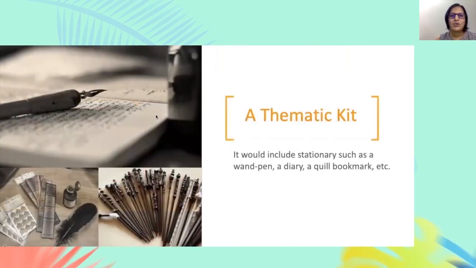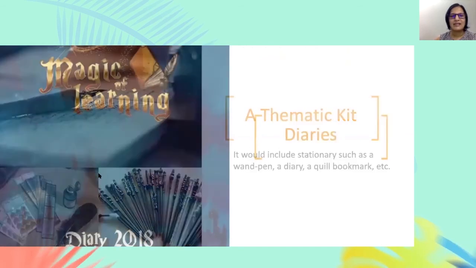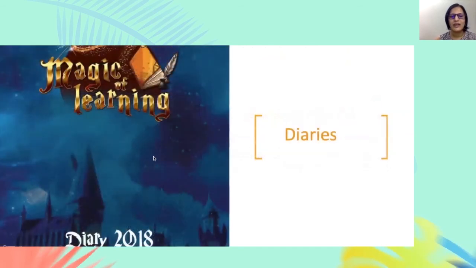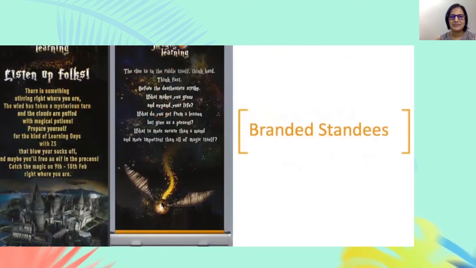Then we had these old-style papers and quills, and we had this diary which we gave away. Again, the theme is retained over here in Diary 2018. And we had standees like this. Again, they all give the message of the magic of learning. So you can pause your video here and read and understand how we created the theme and how we brought out the theme of wizardry and magic of learning through this content.